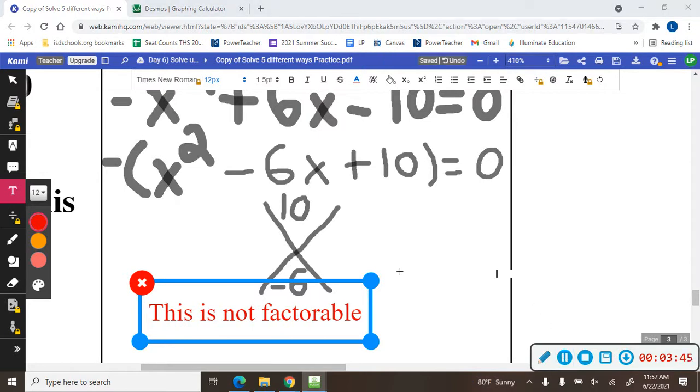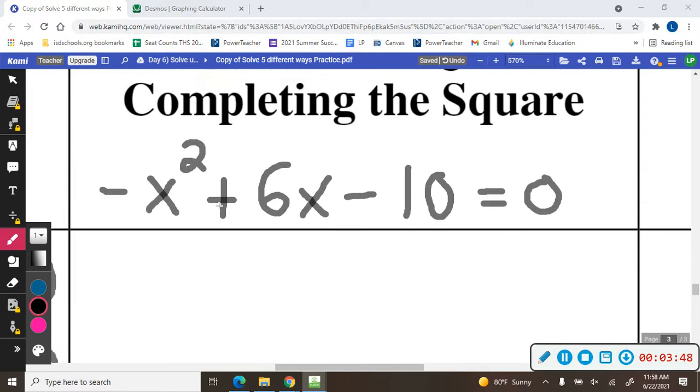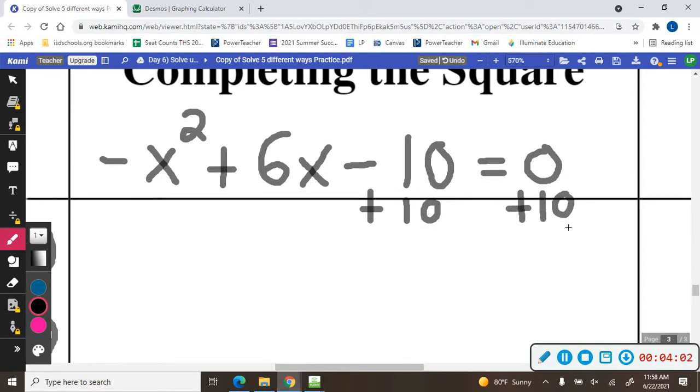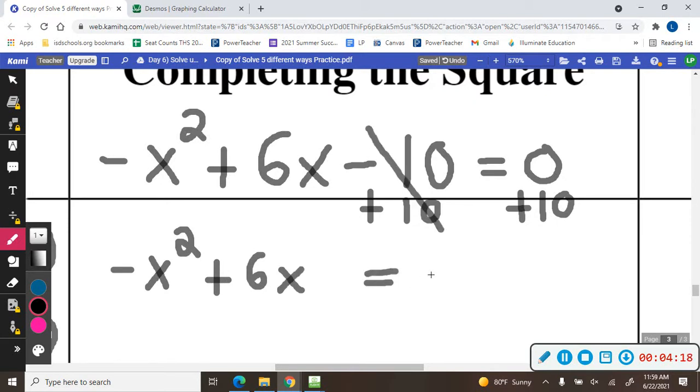Now I am going to try to solve this by completing the square. What you would want to do, this one's a little different. You would add 10 to both sides. So when you're completing the square, you want to move that number over, the constant. And now you get negative x squared plus 6x, those go away, and 0 plus 10 is 10. So that's the first step of completing the square.